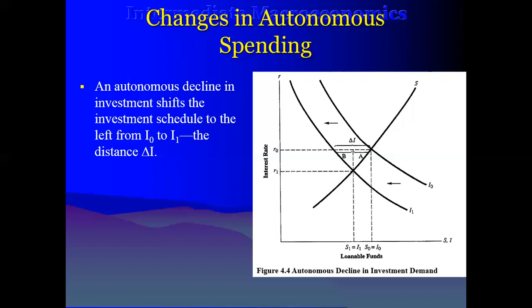Now we don't really need your money for investment, which means that if you force people to come and borrow, you need to encourage them to come and borrow by reducing the cost of borrowing. That's the reason why interest rates will fall. So this is going to be the new equilibrium point.